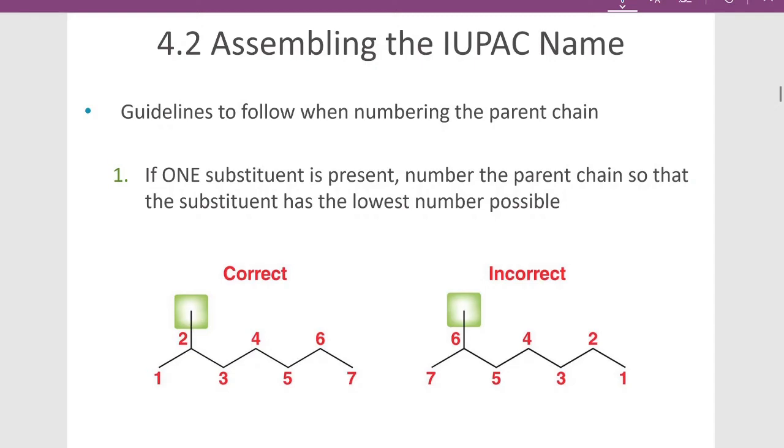So again, we want to give our substituents the lowest number possible. That's like what we were just talking about. This would be 2-methylheptane on the left. And on the right, we have it numbered incorrectly because that has the methyl group at the 6th carbon. We want to give our methyl group the lowest number possible, but you have to start numbering from one end of the parent chain.